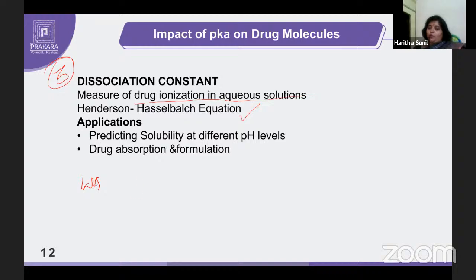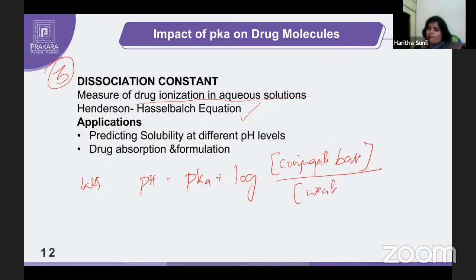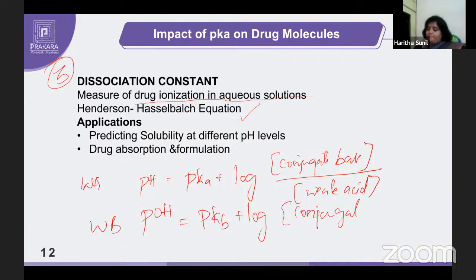For weak acids, the equation is pH is equal to pKa plus log concentration of conjugate base divided by concentration of weak acid. And the reverse happens here. pOH is equal to, that is for weak bases, pKb plus log concentration of conjugate acid divided by concentration of weak base. This is the Henderson-Hasselbalch equation for both weak acids as well as weak bases.